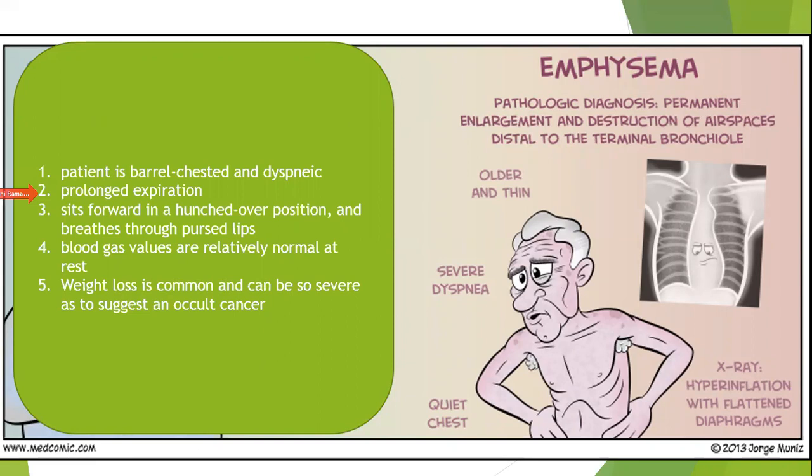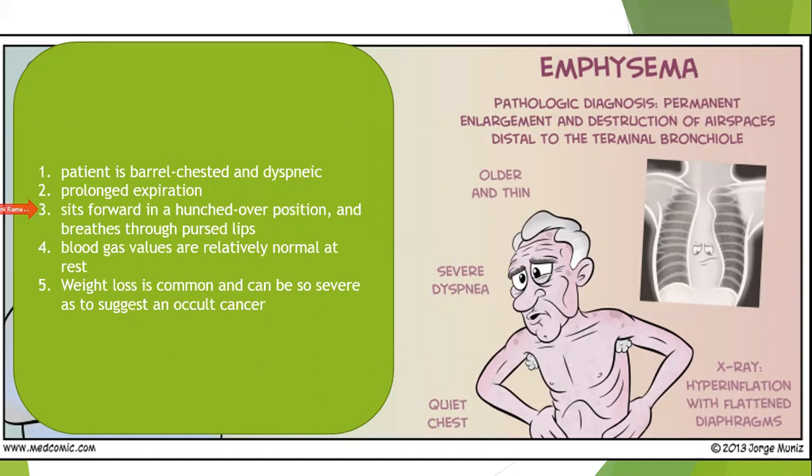And the patient has prolonged expiration. When we saw in the diagram, when the patient expires forcefully, your airway closes and doesn't allow further air to go past it. So the patient tries to prolong and slow down his expiration so that some air can go out. And he breathes through pursed lips to increase the pressure within the airway so that the airway remains open throughout expiration.